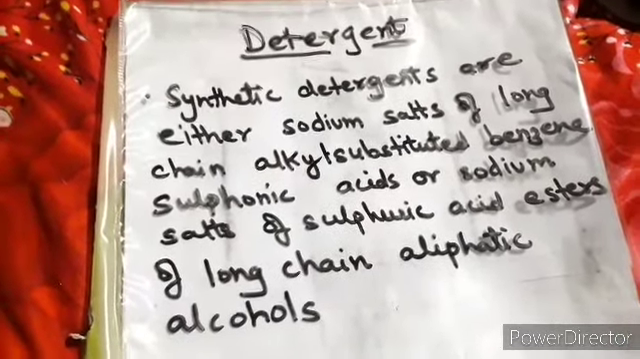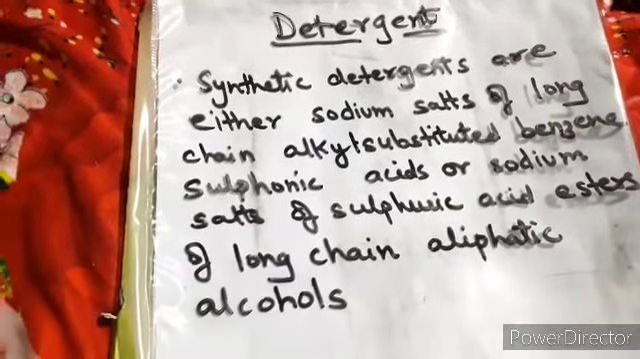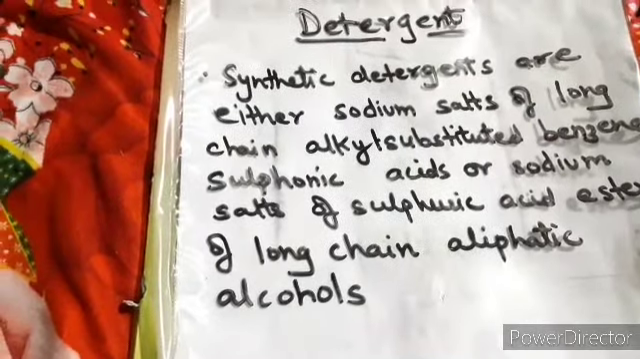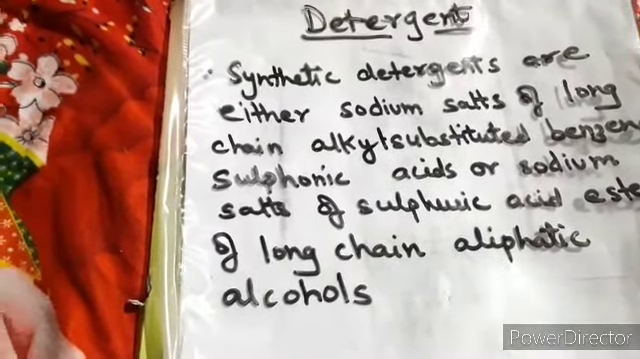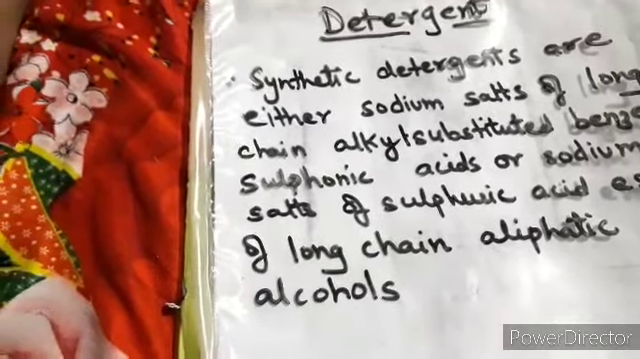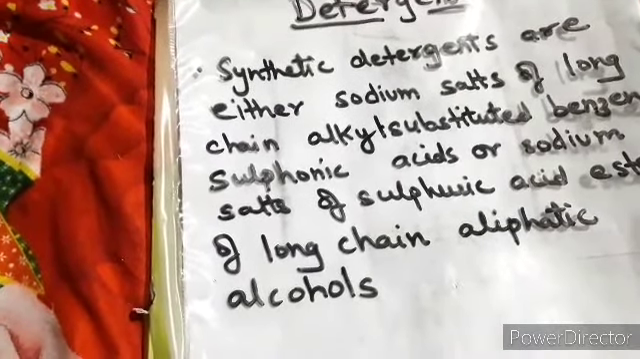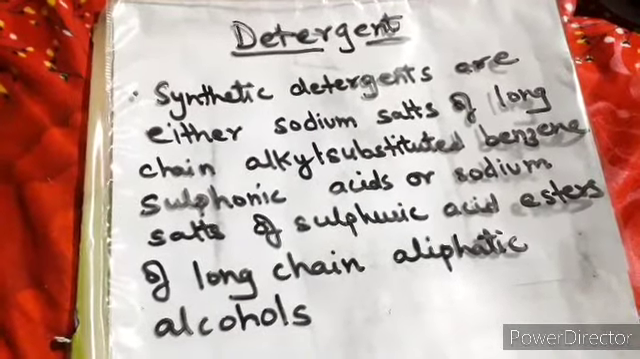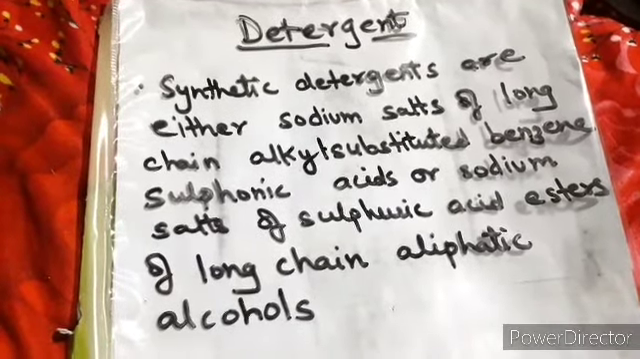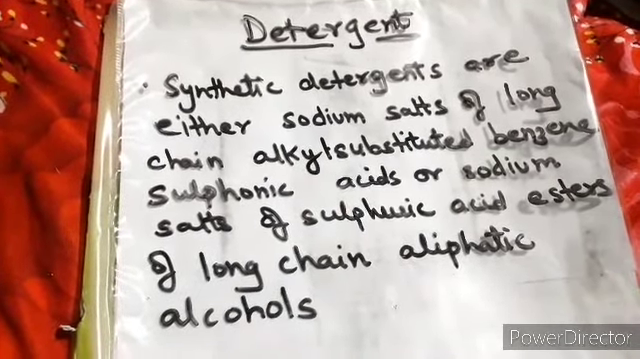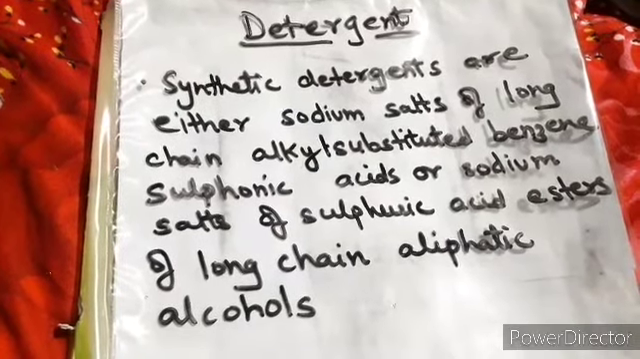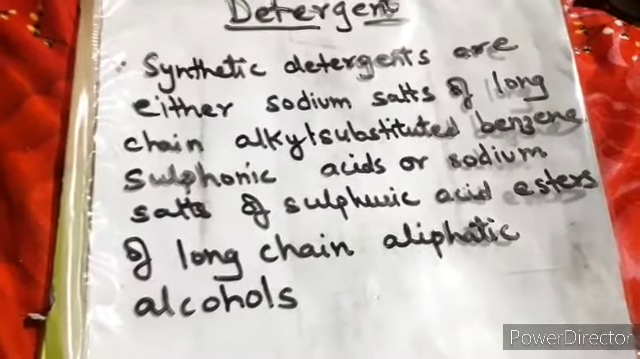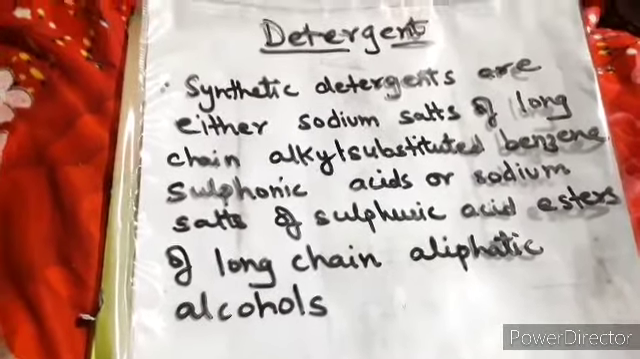Over there it was easy because there were just a few things, like we were just saying that they were the sodium or potassium salts of higher fatty acids. It was very easy to remember: metallic salts of higher fatty acids in case of soap. But over here the terminology is a bit different. We have sodium salts of long chain alkyl substituted benzene sulfonic acid, or sodium salt of sulfuric acid esters of long chain aliphatic alcohols.